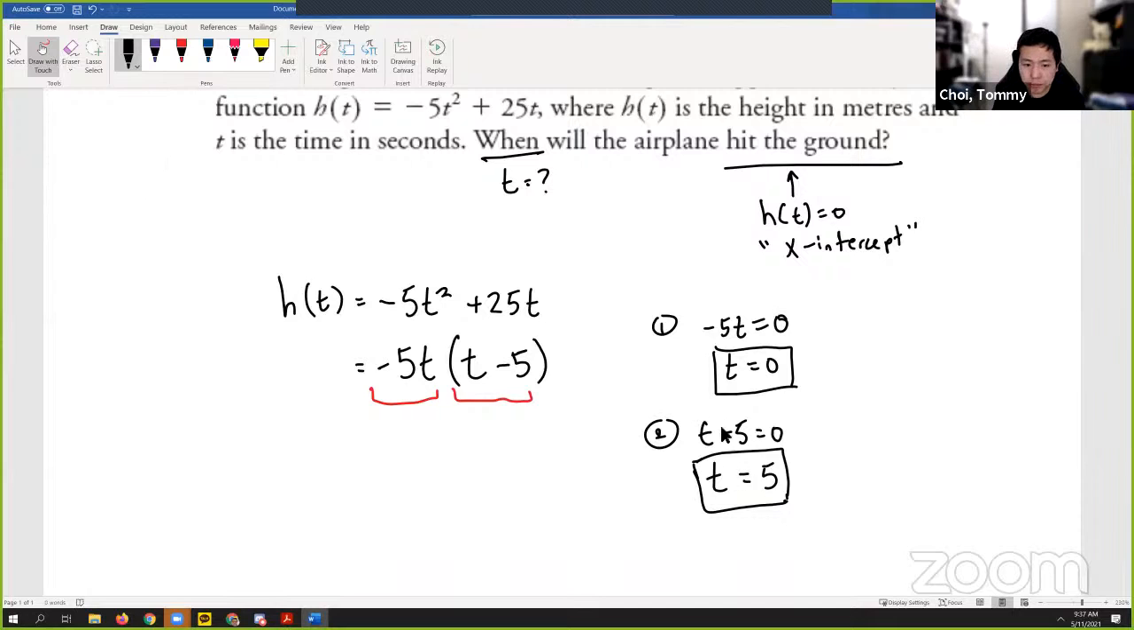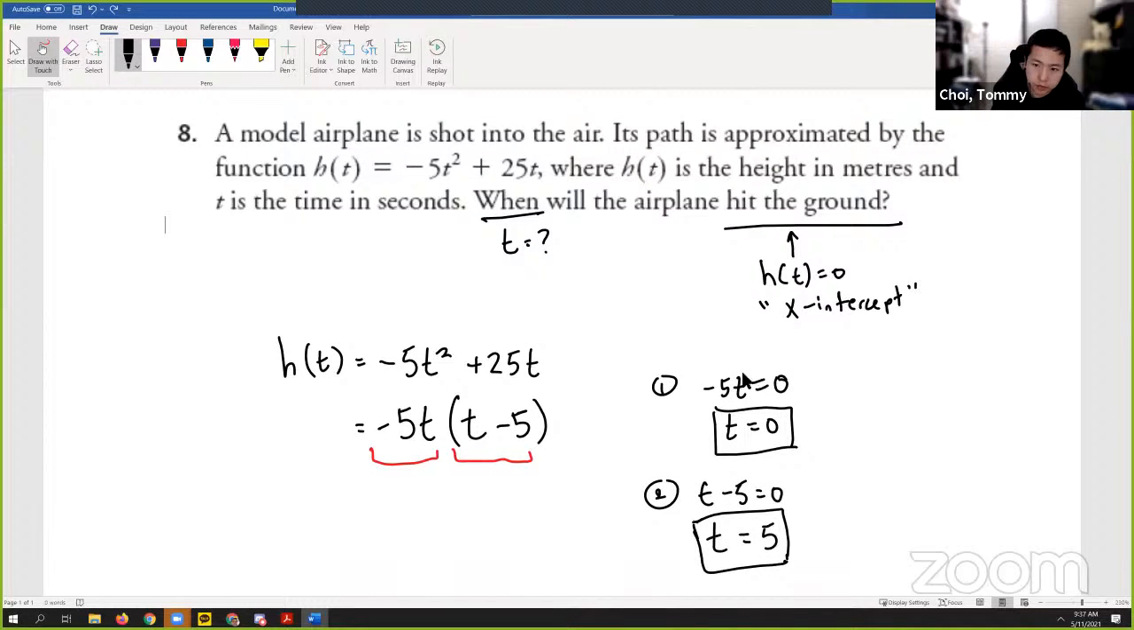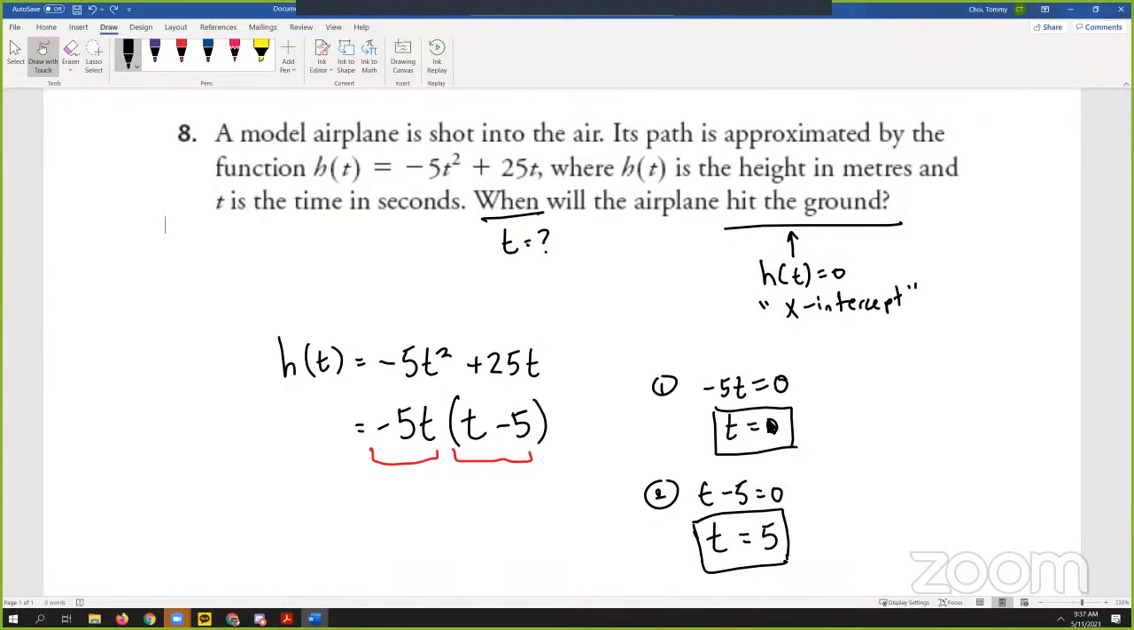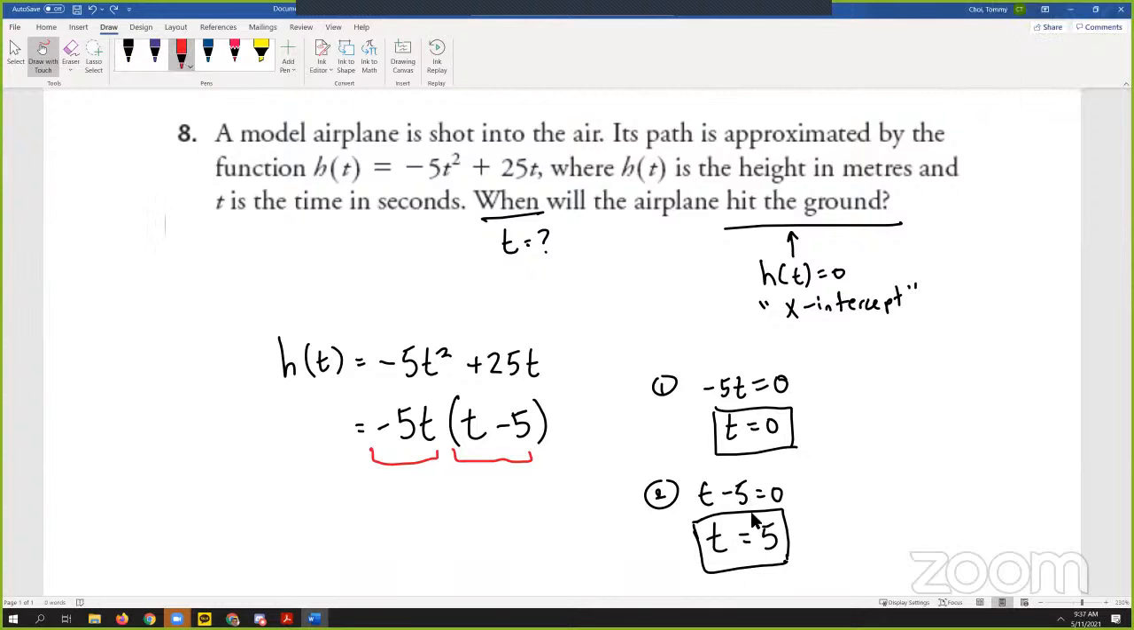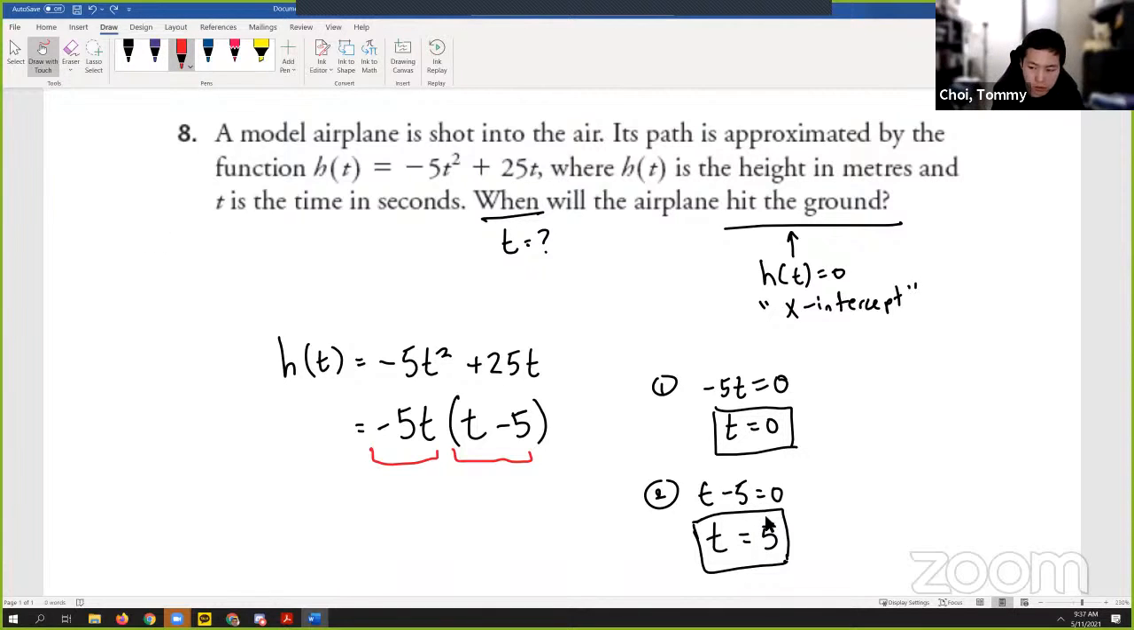From here, what do we do now? Well, we have to answer the question, when will the plane hit the ground? Which answer is correct? 0 or 5? Which one would it be? Is it t equals 0 or t equals 5?